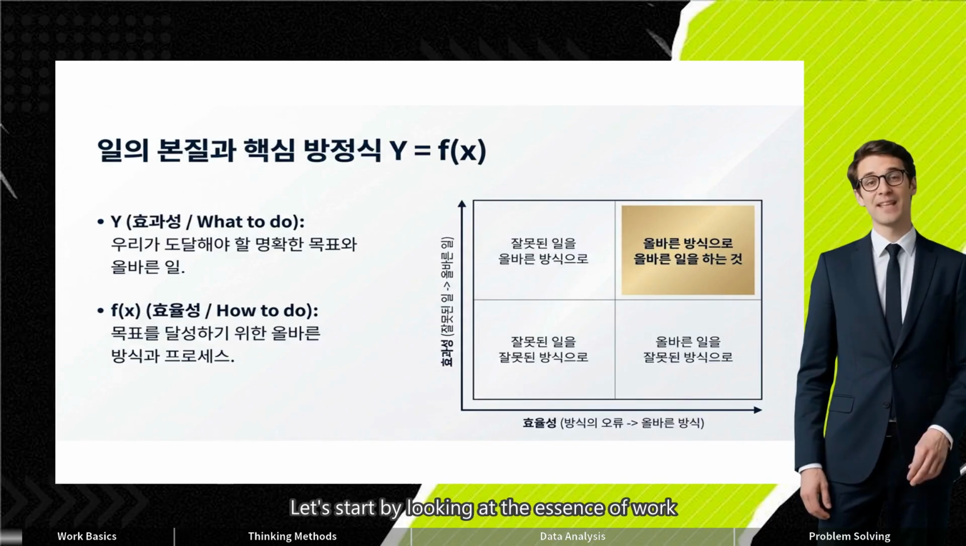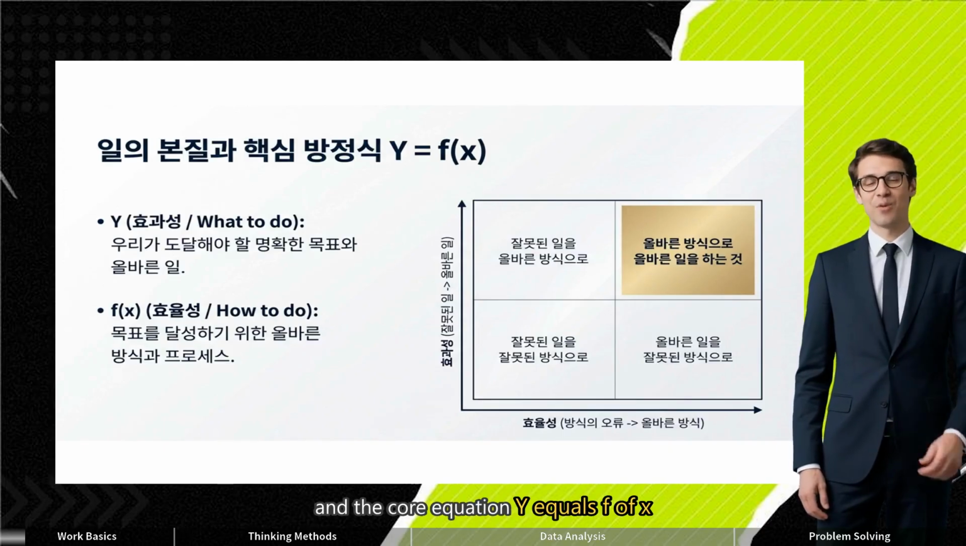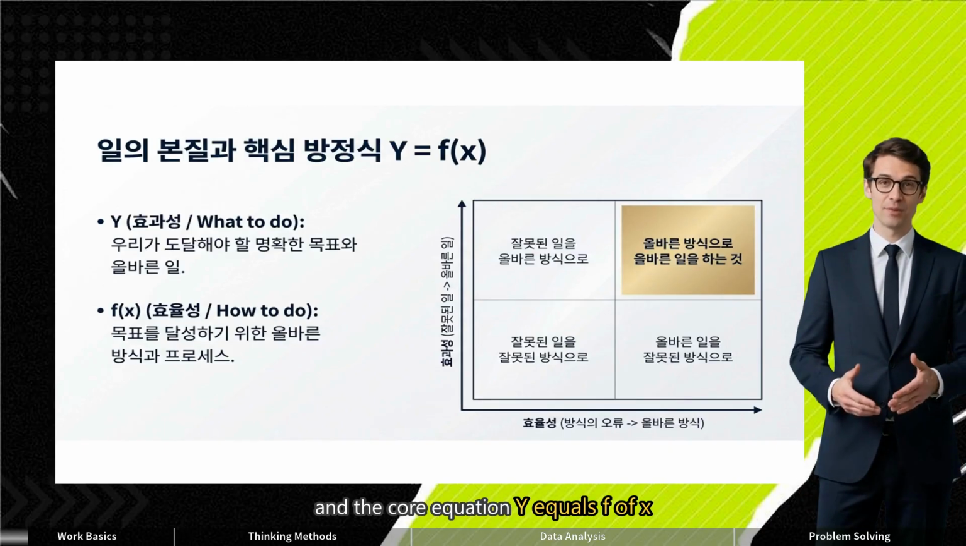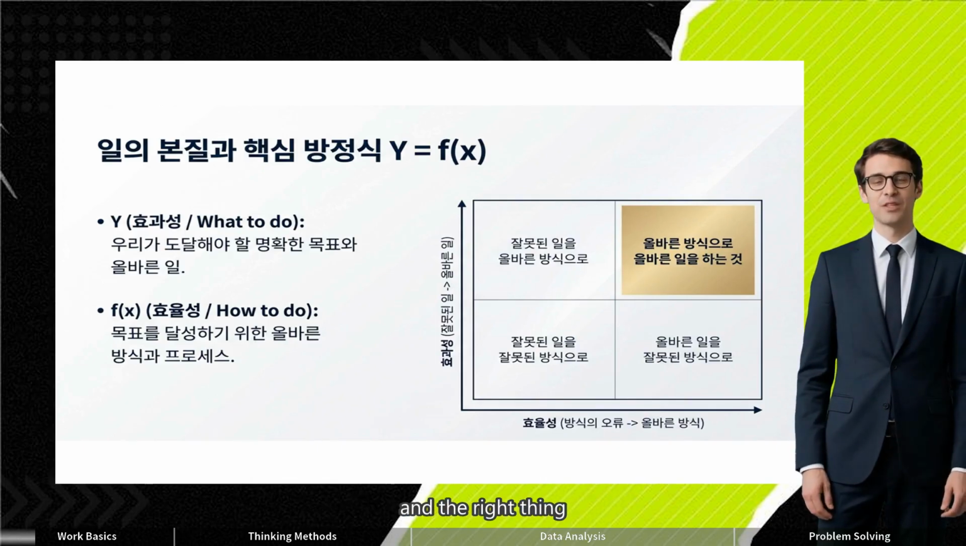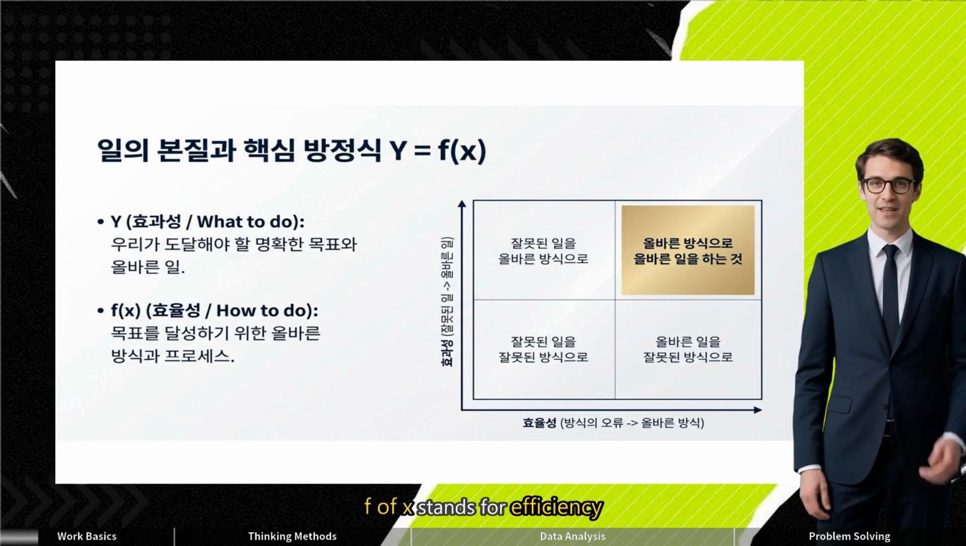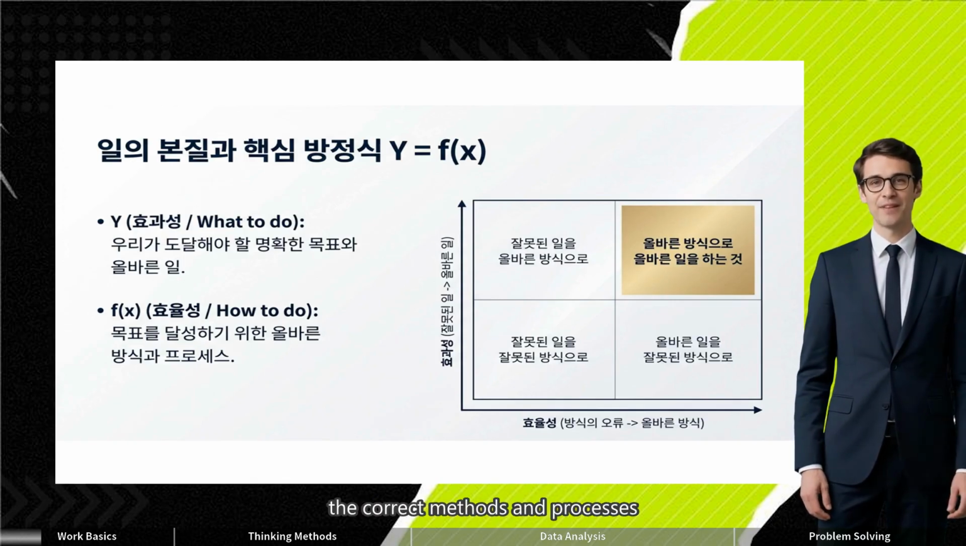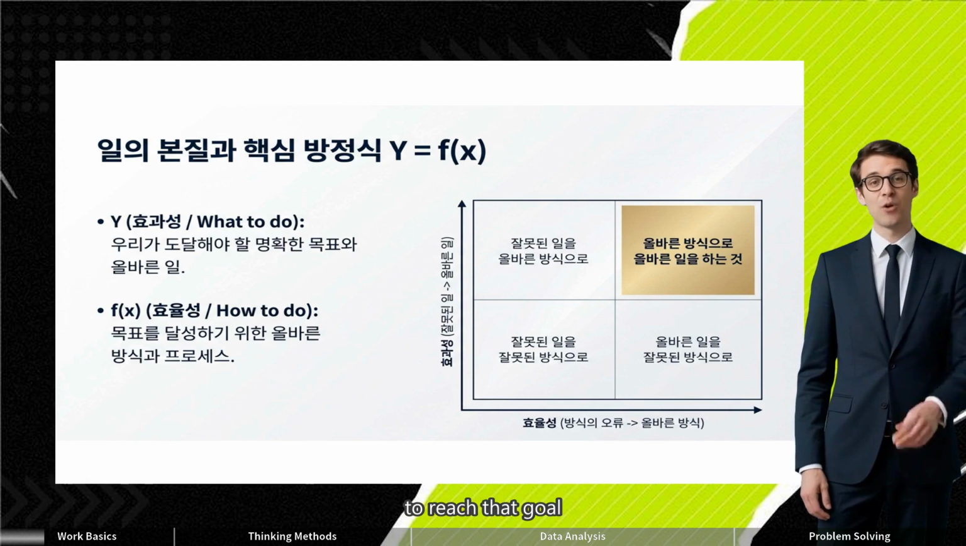Let's start by looking at the essence of work and the core equation Y equals F of X. Y represents effectiveness, which is the right goal and the right thing we need to accomplish. F of X stands for efficiency, the correct methods and processes to reach that goal.